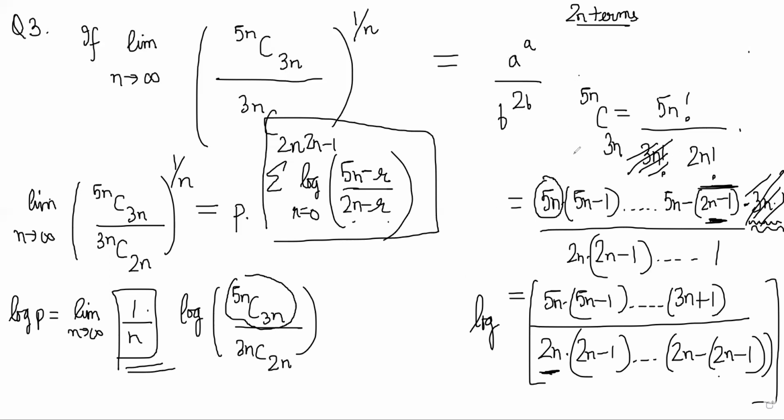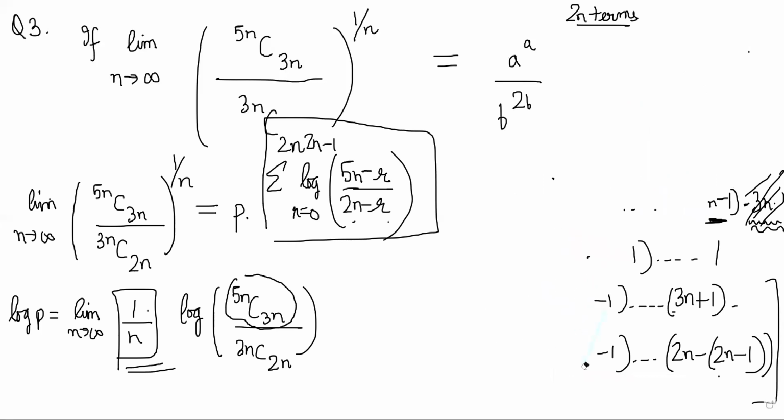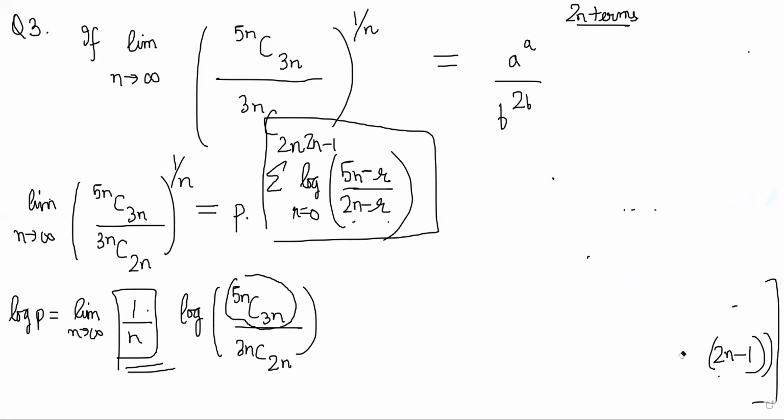Notice what we have done. We have written this and realized that it is a product. Similar types of terms are there in the numerator and denominator. Same thing we'll do for 3n C 2n. So if you see 3n C 2n, that will be what?